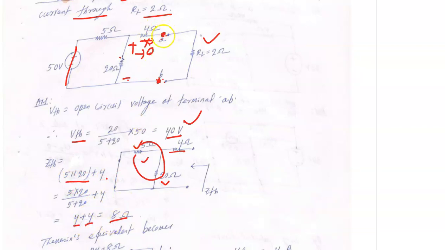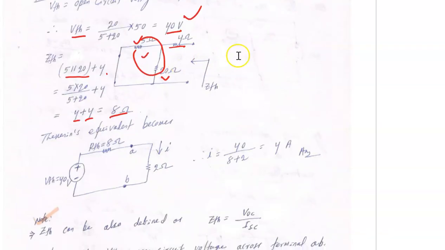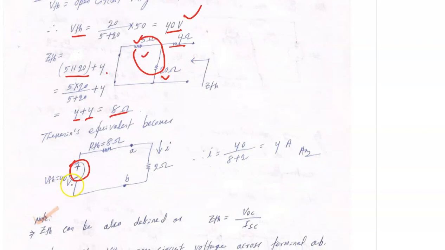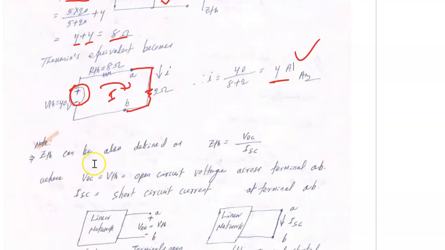Now replace the circuit AB with Thevenin voltage and Thevenin impedance. Thevenin voltage we have found 40 volt and Thevenin resistance 8 ohm. Now connect the load resistor of 2 ohm. Now current will be 40 upon 8 plus 2, 10, that is 4 ampere. So quite simple. That example was also very simple.